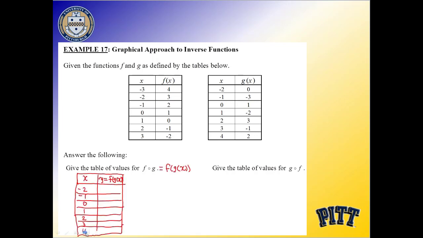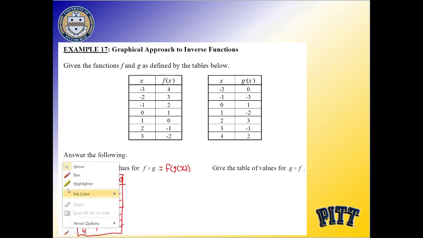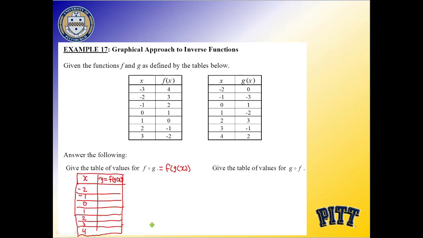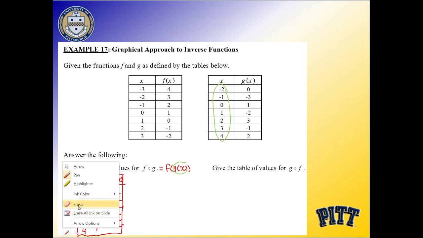If I'm doing f of g of x, first I'm going to start with the innermost function's domain. So I'm starting with g of x's domain, and g of x's domain is this group right here. That's the first thing, that's how I start off my table. Now, we'll get rid of these.